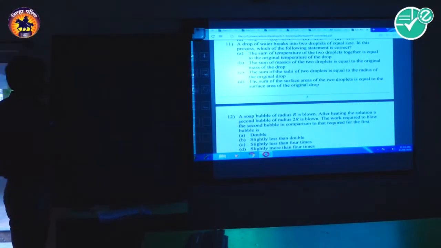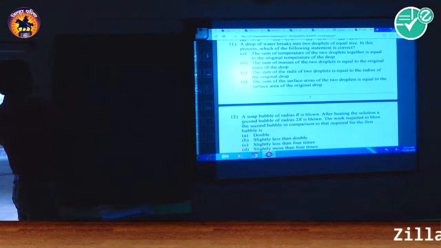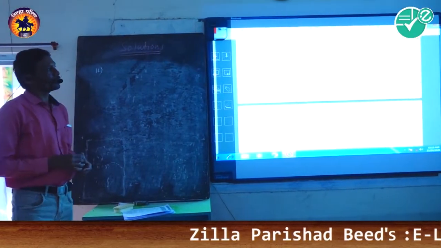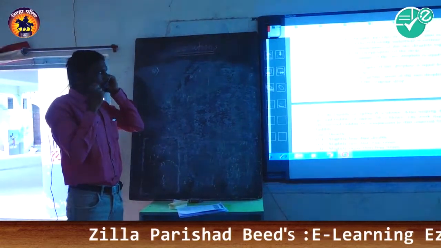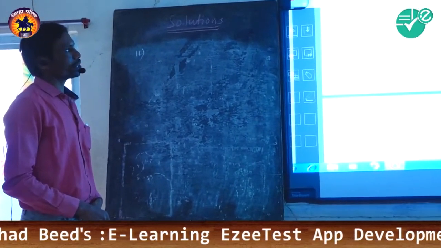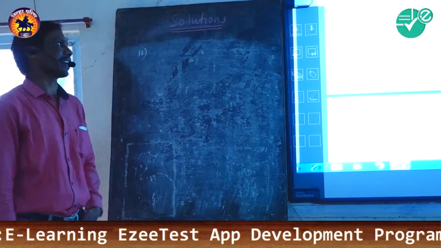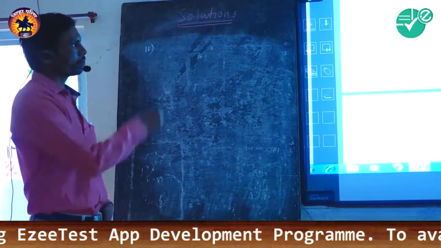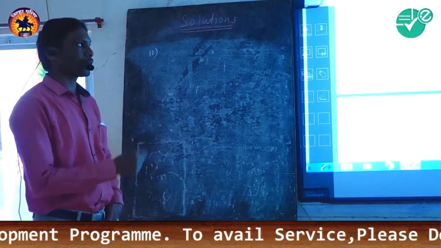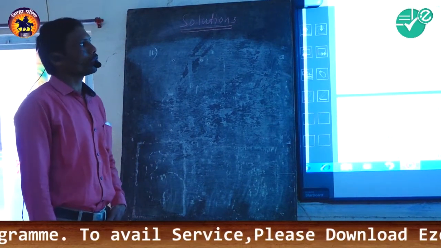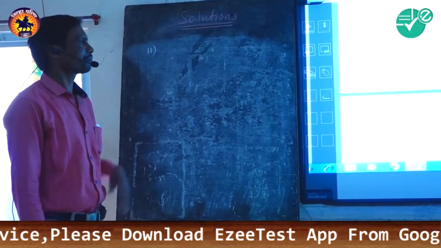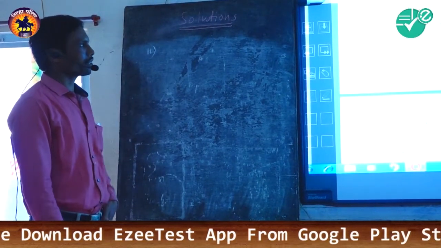We shall take the next MCQ. A drop of water breaks into two droplets of equal size. In this process, which of the following statements is correct? Option A: the sum of temperatures of the two droplets together is equal to the original temperature of the drop. In this process the temperature gets changed. It means it is not the correct option.